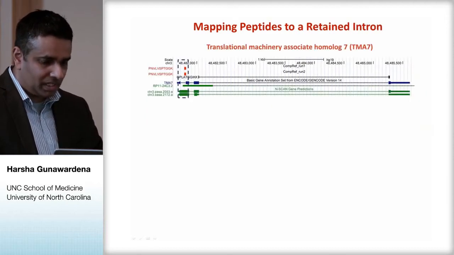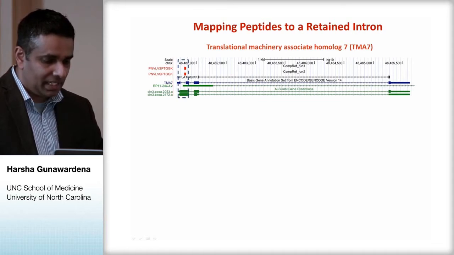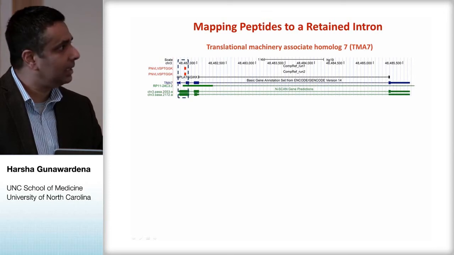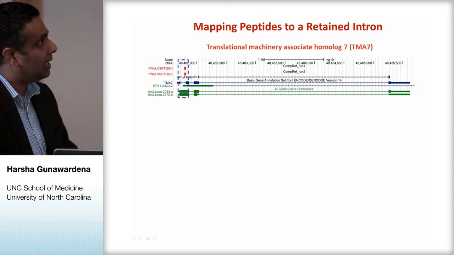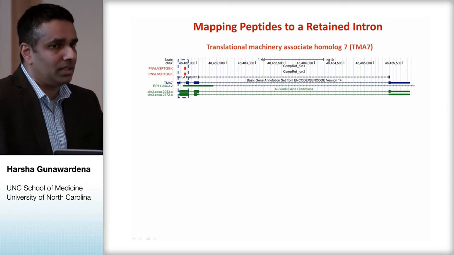So from now on, I'll show you a few examples of various types of splicing that we've identified, and in some cases, we are able to also do quantification on these splice sites. So this is an example where the peptide was actually a retained intron.